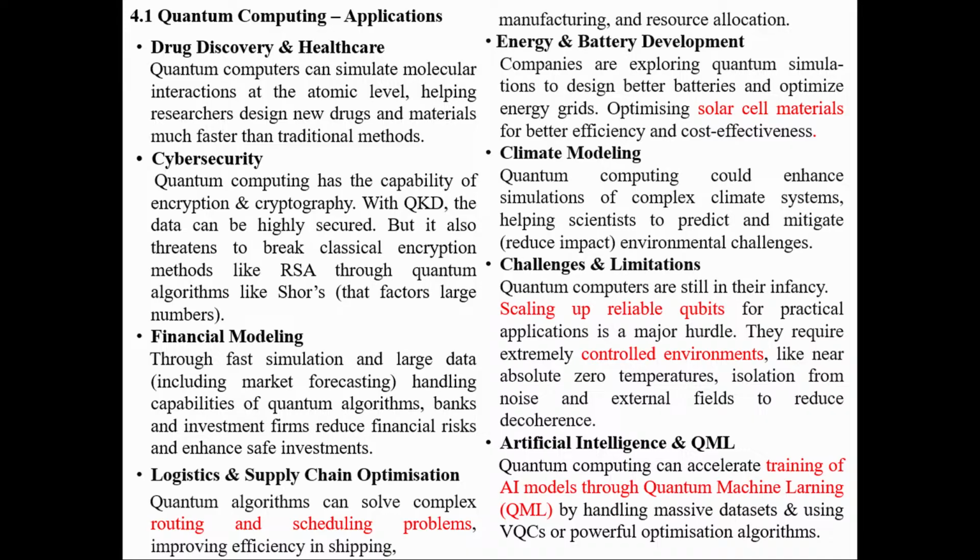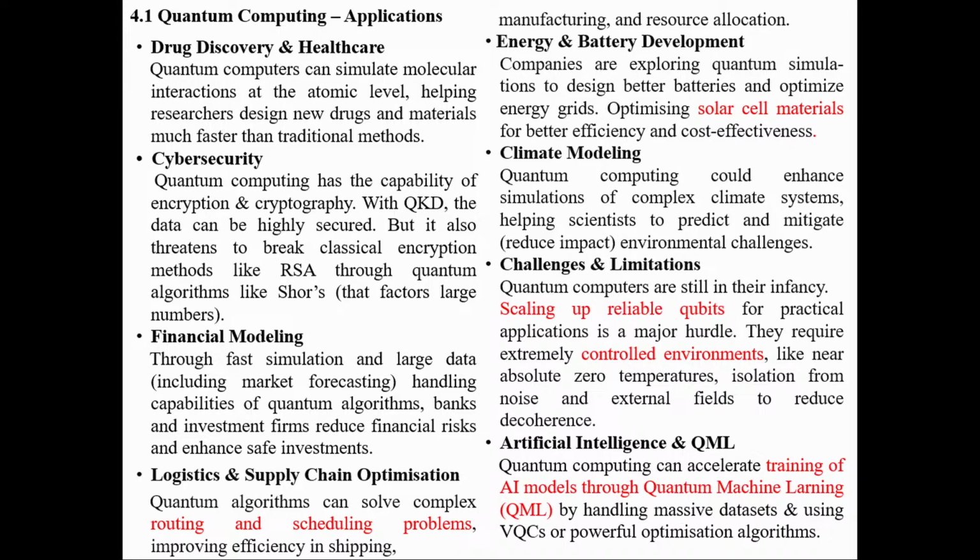And challenges, of course there are some challenges. Scaling up reliable bits is one challenge, and controlling the environment, like maintaining near-zero temperatures, is also a challenge. And artificial intelligence can be enhanced in power by using the quantum machine learning process, because a quantum machine can accept a lot of huge data and has the processing capability which is needed for machine learning. So that can be done.